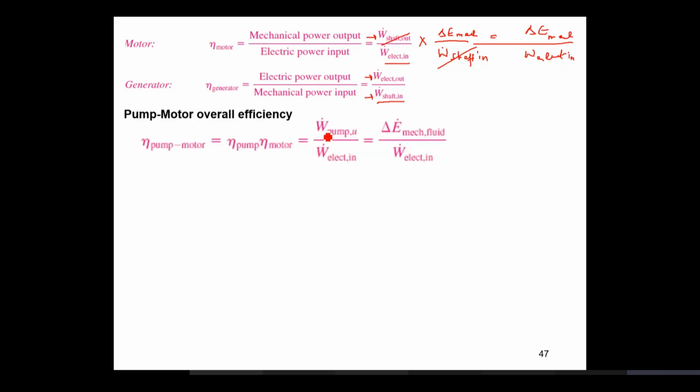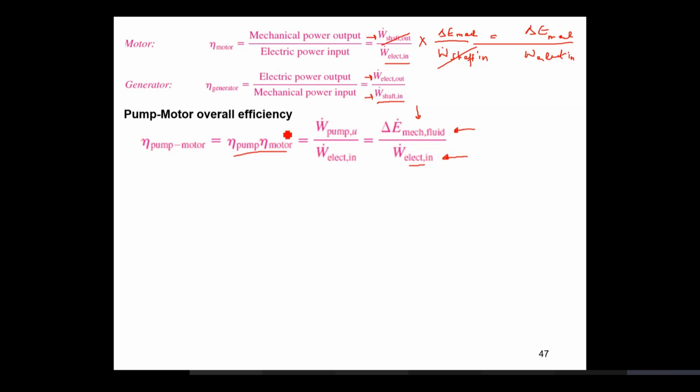So a pump-motor efficiency is basically what? It is basically the energy of the fluid which is being increased as compared to the electrical energy as the input. So the amount of energy provided to the pump motor in the form of electricity would be your input, and your output would be the change in energy of the fluid. Clear enough? The overall efficiency of pump and motor as a combination. Is it clear to you guys?